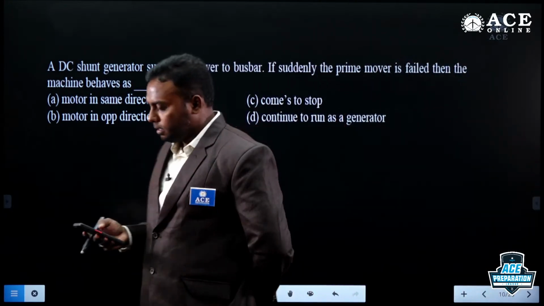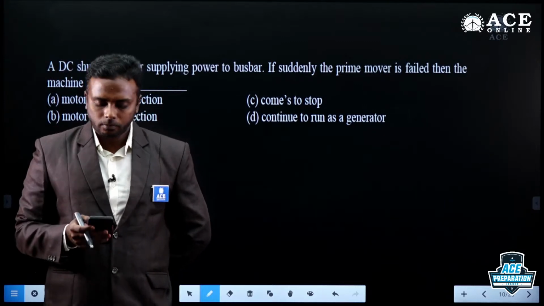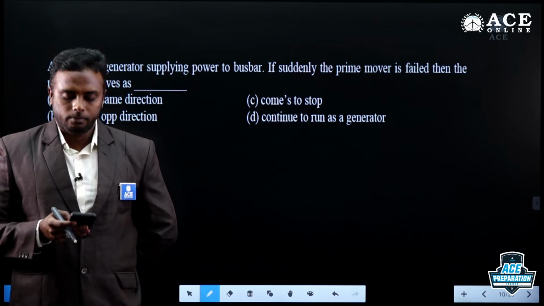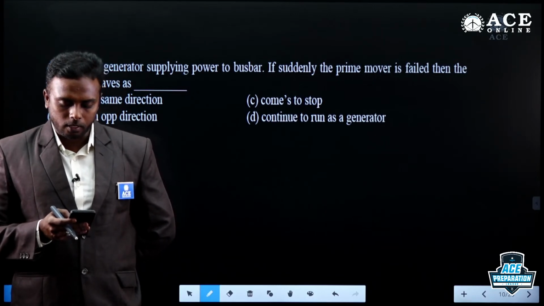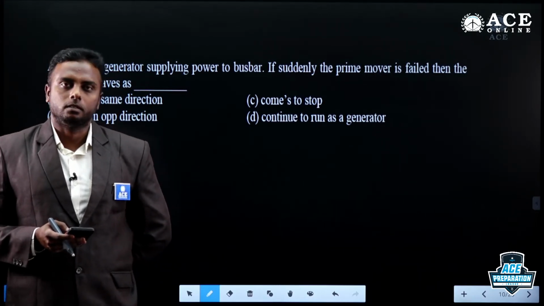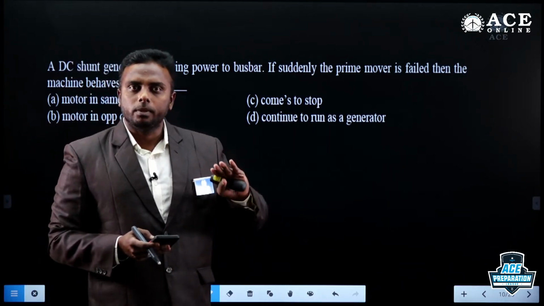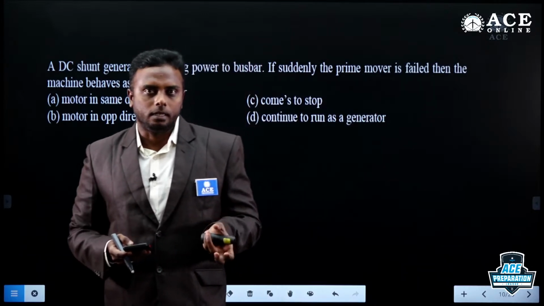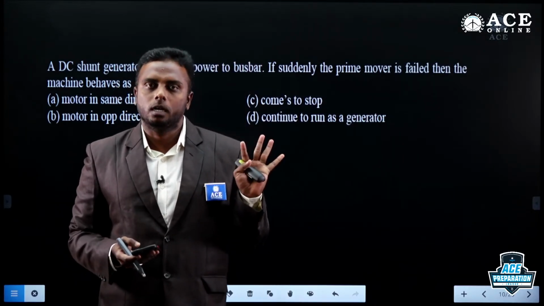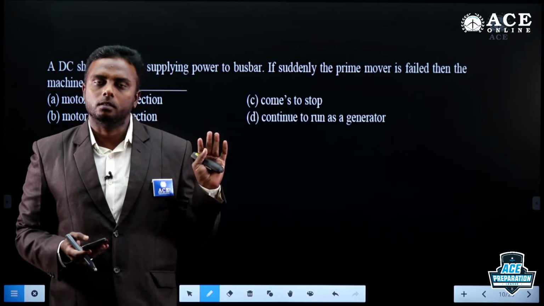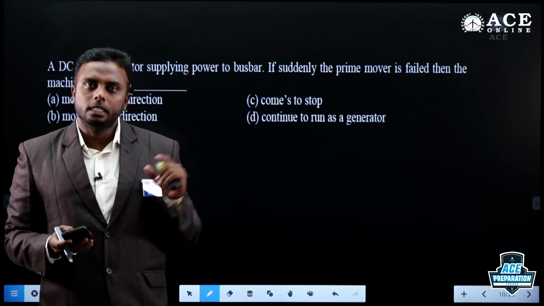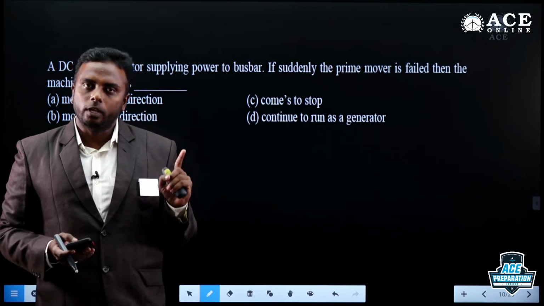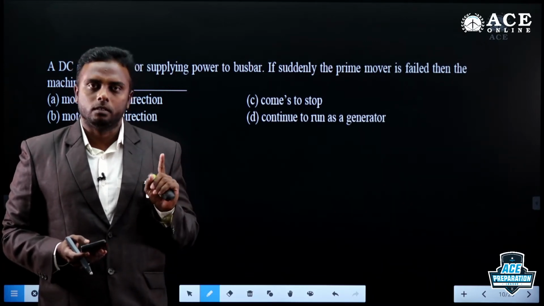A DC shunt generator is supplying power to a bus bar. If suddenly the prime mover fails, then the machine behaves as dash. So there is a DC shunt generator supplying power to the bus bar or grid. Suddenly some problem occurred and the prime mover failed, or the mechanical input failed. If there is no mechanical input, is it a generator? No. If mechanical input fails for any generator, it cannot behave as a generator.